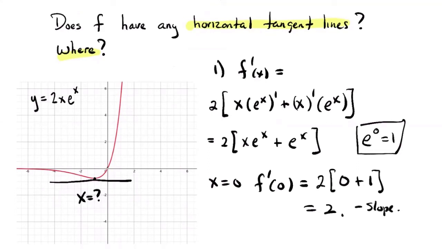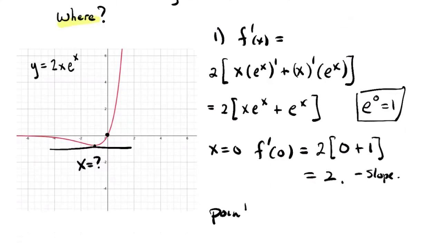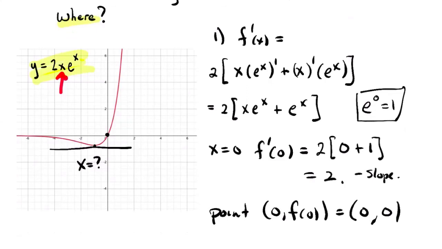What about our point? You can see it on the graph, but the point is the point 0, f of 0. So that's 0, if you plug in 0 to f of x, you also get 0. I know you can't see the f of x formula. It's right over here. So plugging in 0 in that thing is going to give 0 because of this factor. It's 2 times 0 times 1. So our point is just the origin.